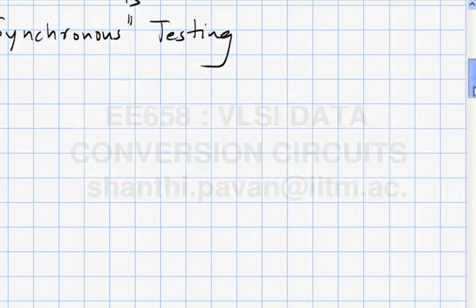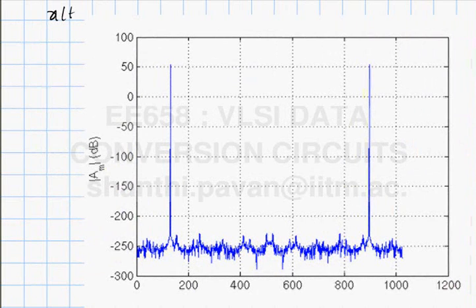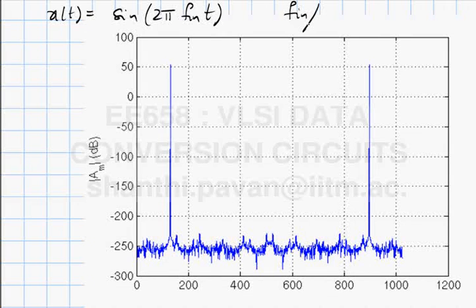So if you do the synchronous testing, which is what I have done here, this is an example. I have taken a sine wave of amplitude 1, so the input signal is x of t equals sine 2 pi f in times t, and it is sampled at a rate fs, and f in by fs happens to be equal to 129 by 1024. That's how I have chosen my f in. So when I sample this continuous time sine wave at a rate fs, where f in and fs are related by this rational number, I will get a periodic discrete time sequence.